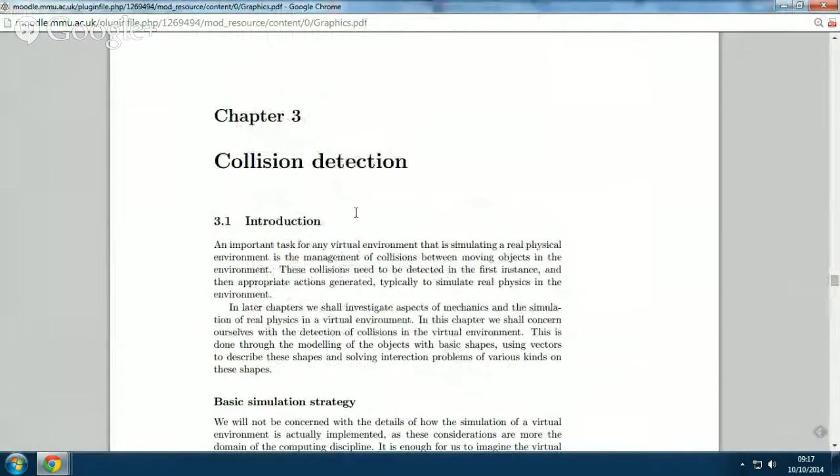Read this introduction here, then we'll look at some illustrations of some collision scenarios, if you like. So I've just made some opening remarks here.